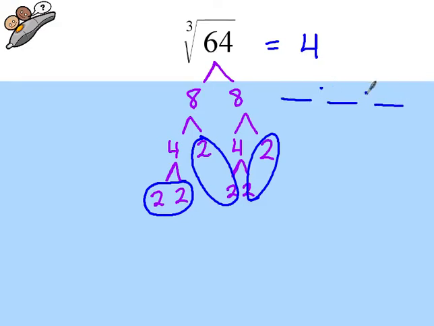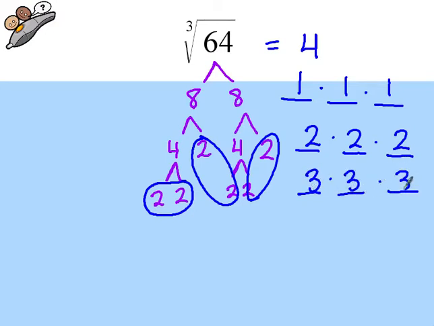This is essentially what the cube root is. You're finding what number times itself 3 times gives me 64. So what you could do, if you wanted, is start with the ones. 1 times 1 times 1. Well, that doesn't work because that's 1. Then you could do 2 times 2 times 2. That's another option. Then you could do 3 times 3 times 3.